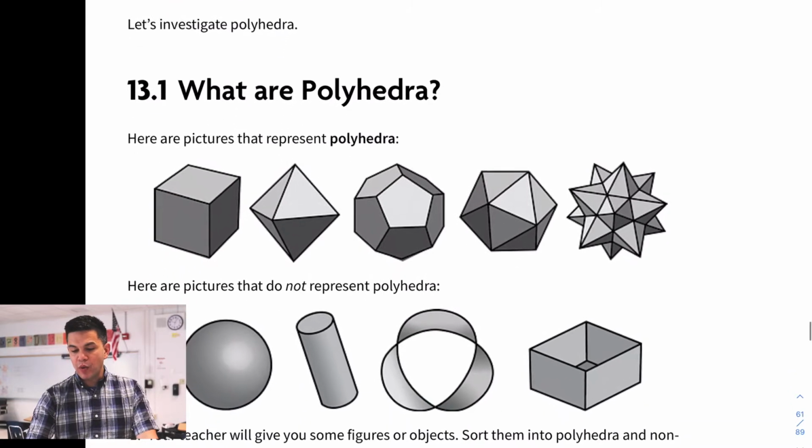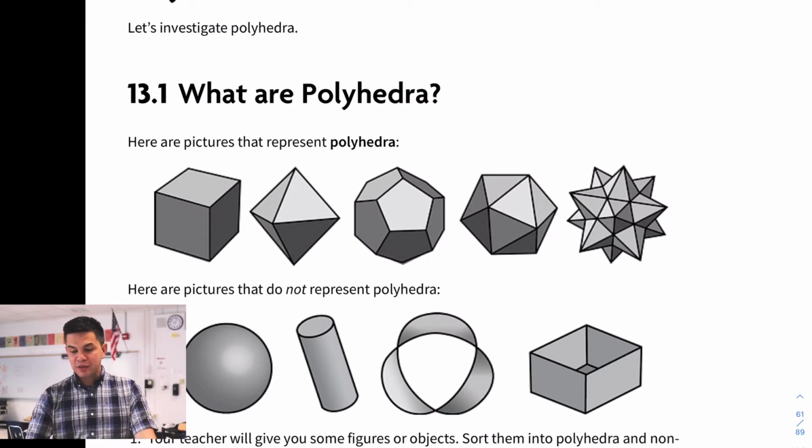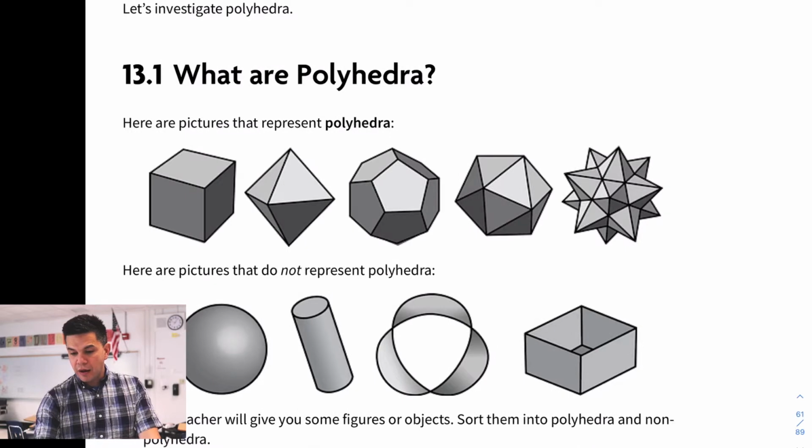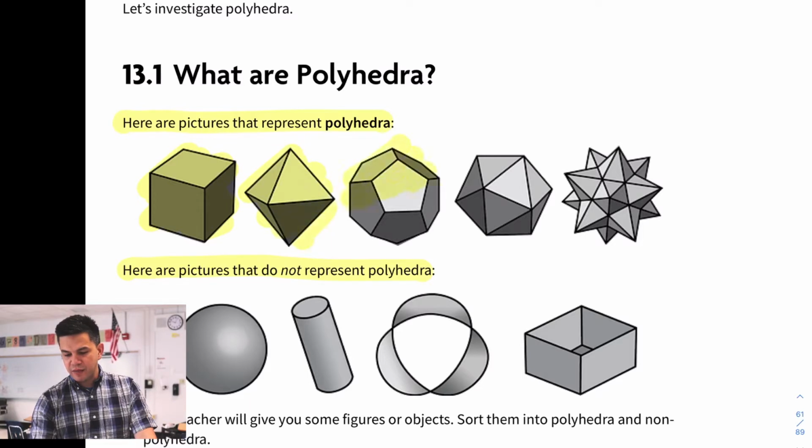Activity 1.1, what are polyhedra? Here are some pictures that represent polyhedra right here on the top. And here are some pictures that do not represent polyhedra. So go through each one of these. We have sort of a cube, and we have this shape. We have a bunch of really awesome shapes. Those are polyhedra. But then notice down below we have a sphere and a cylinder, and this awesome thing, and something that looks like a box with its top removed.